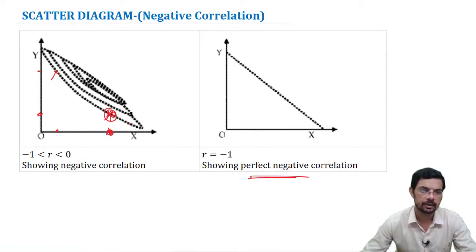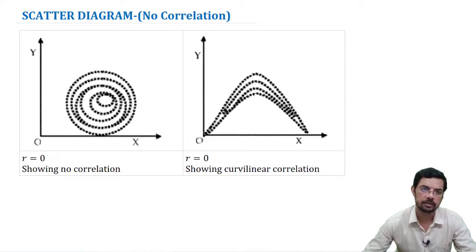Okay, scatter diagram. What is a scatter diagram? In the scatter diagram, we can see that there is no correlation between the 2 observations. What happens in this case? See, the points are not at all related. We can't say whether it is increasing or whether it is decreasing.